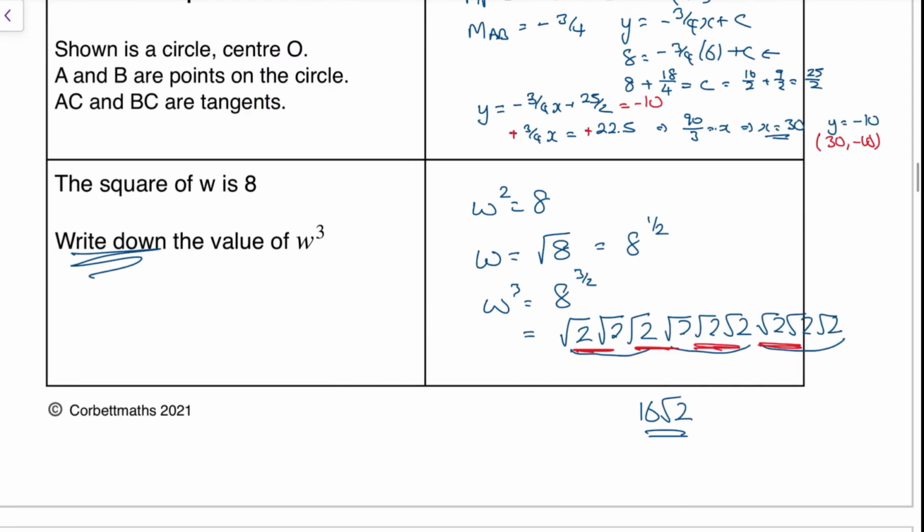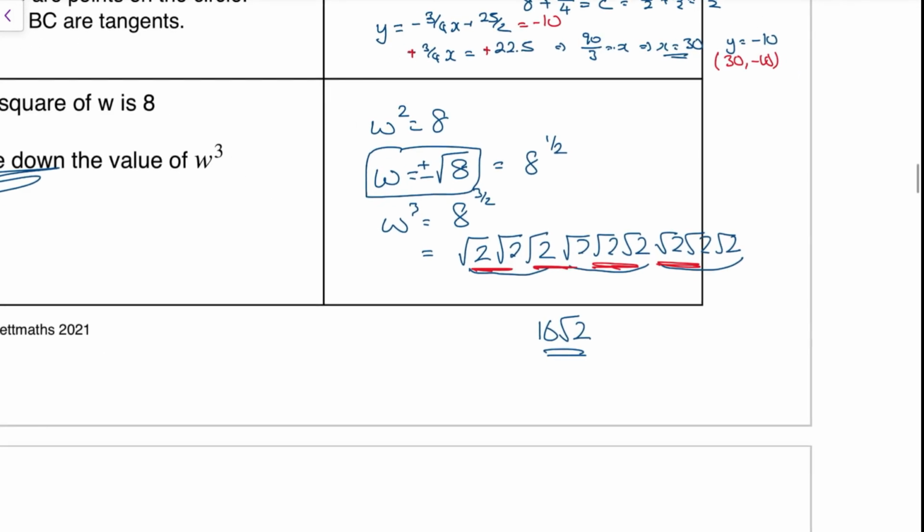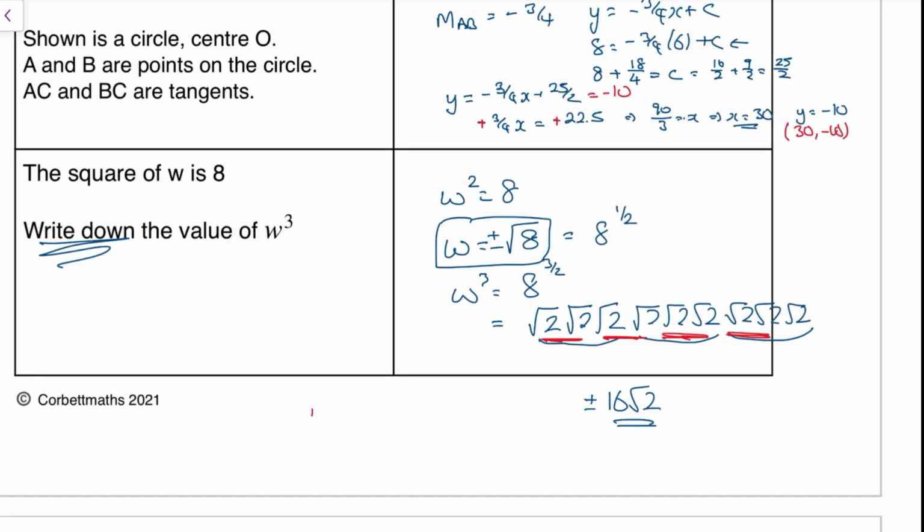I think that's okay. Now, there is a little bit of a problem here, isn't it? Because back here, I said w is the square root of 8. I don't know in the question whether w is positive or negative. So actually, I think arguably this could be plus minus. Now, typically, when I say square root, I take the positive, but when I don't know, I have to take the positive or the negative. So to be clear, my final answer is going to be w cubed equals plus 16 root 2 or minus 16 root 2. And that's it.